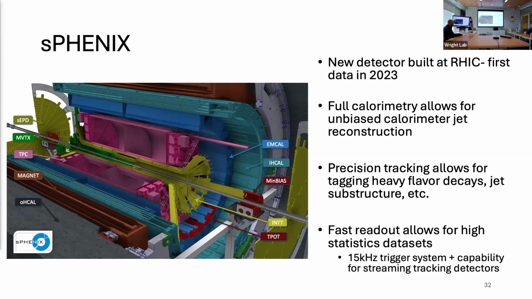And then the last thing that you need to be able to do these measurements of high pT rare probes in these collisions is a large data set, because these are rare processes. The key to getting a large data set is to have fast readout and be able to take a lot of data. sPHENIX is designed to take 15 kilohertz of triggered data, which is from the calorimeter systems. And then the tracking detectors also have the capability of being streamed, so you can continuously take data from the tracking detectors. This allows for additional statistics, especially for low pT heavy flavor type probes that you couldn't necessarily trigger on.